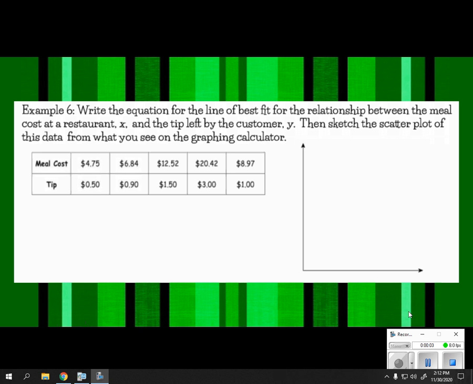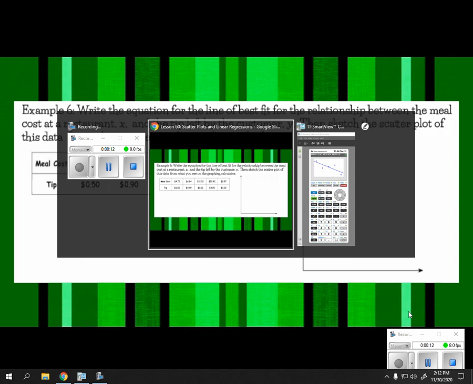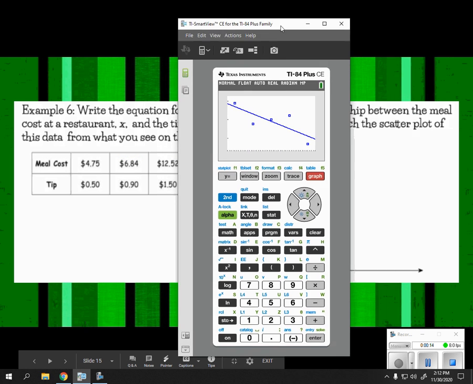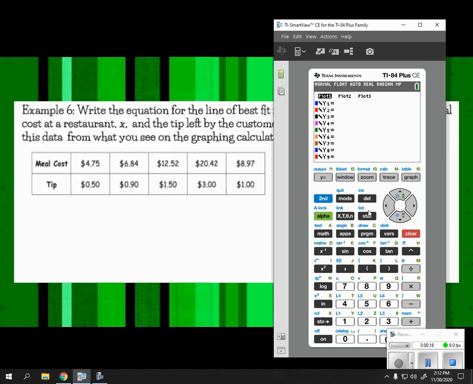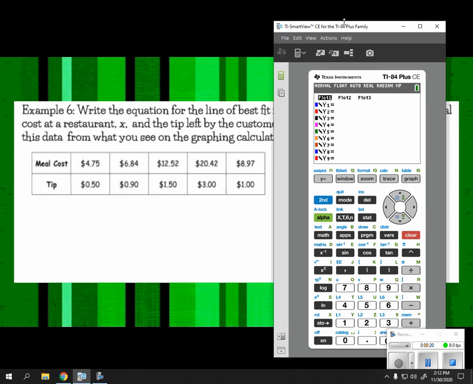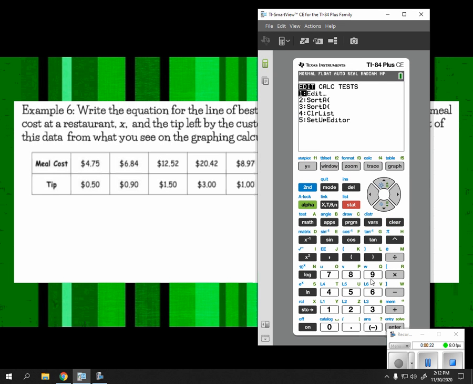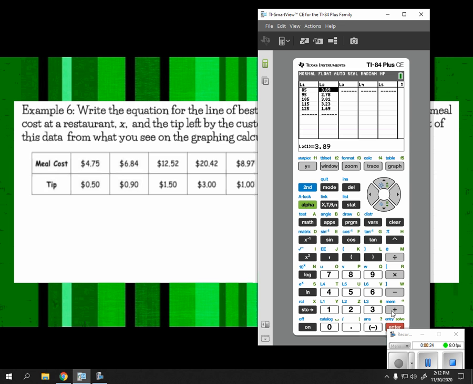Okay, here we go. Example 6, write the equation for the line of best fit. We're sketching the scatter plot again. So here we have a table. So we're going to go back to our graphing calculator. We're going to go to y equals, clear out that line. We don't need that. We're going to hit stat and enter, and that's going to take us to our table. Looks like I have 5 entries just like I did here. So I'm just going to type over them.